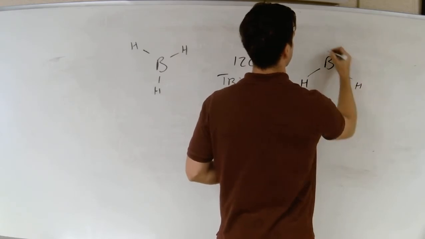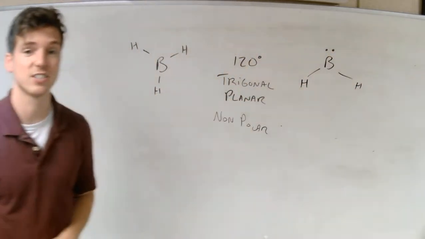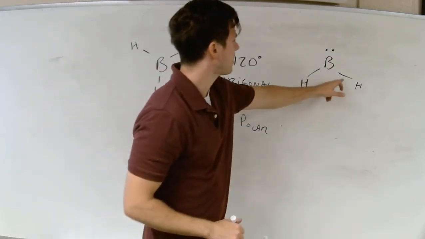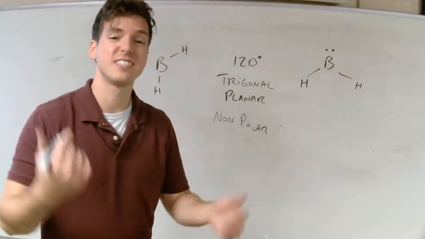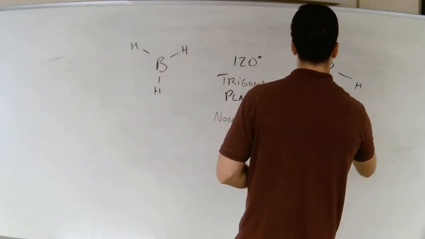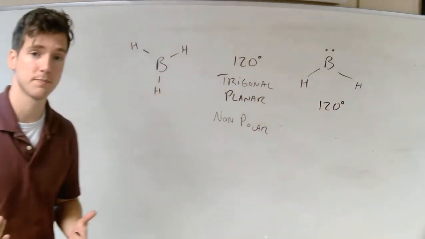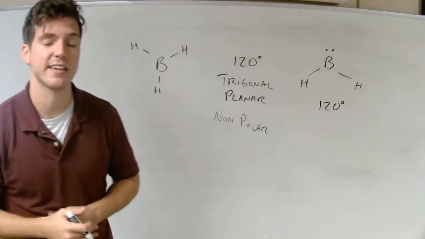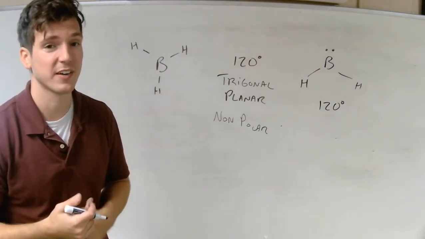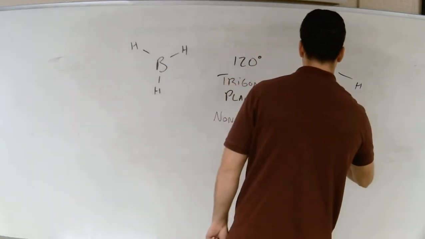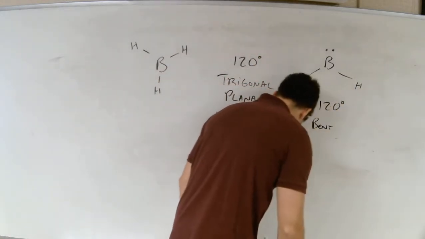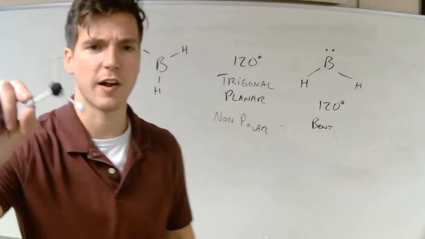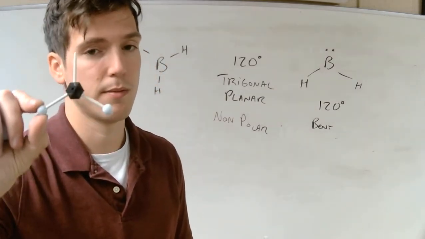The other type of molecule that you'll see with 3 domains is something like, we'll go with that boron again, but instead of another hydrogen, it's going to have a lone pair on it instead. It's got 3 domains, 1, 2, 3, so it's still going to have a 120-degree bond angle. But in this case, it's no longer trigonal planar, it is now bent. As you can imagine, because it has a bent shape. Alright, so that is bent.